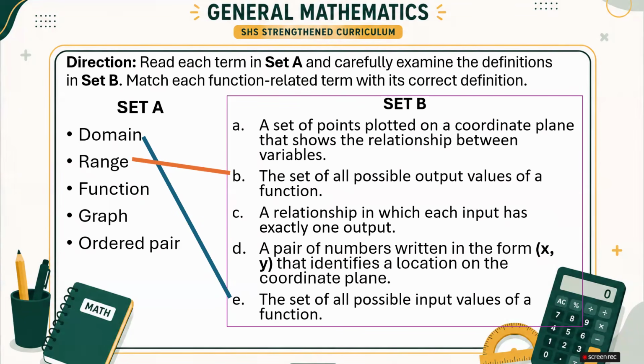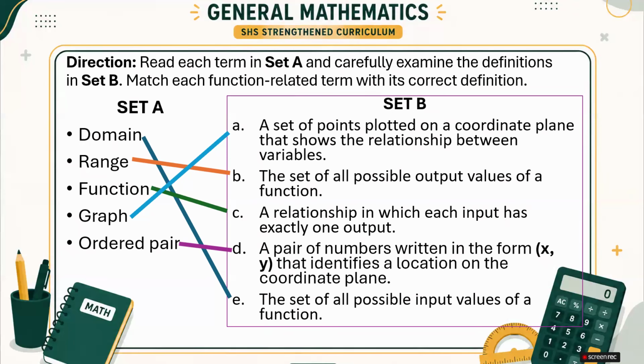What about the function? Did you answer letter C? Very good. A function is a relation wherein each input has only one output. What about the next one? Graph is connected to letter A. A graph is a picture that shows the relationship between variables. You know that one, right? And lastly, the ordered pair. Of course, the remaining is letter D. An ordered pair is written in the form (x, y), and it shows a point on the coordinate plane.